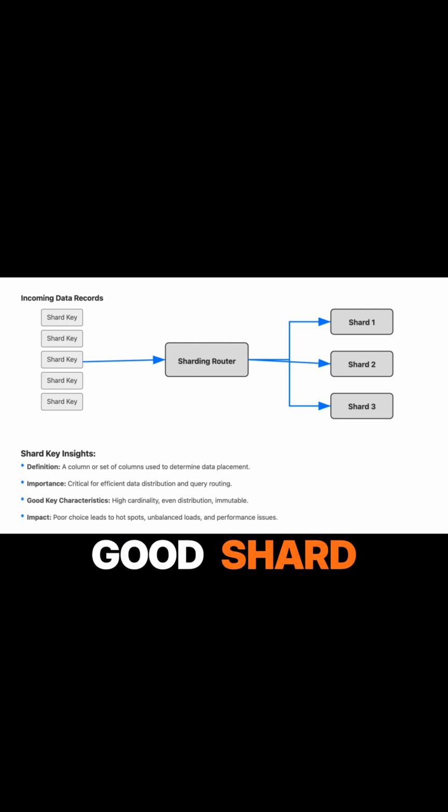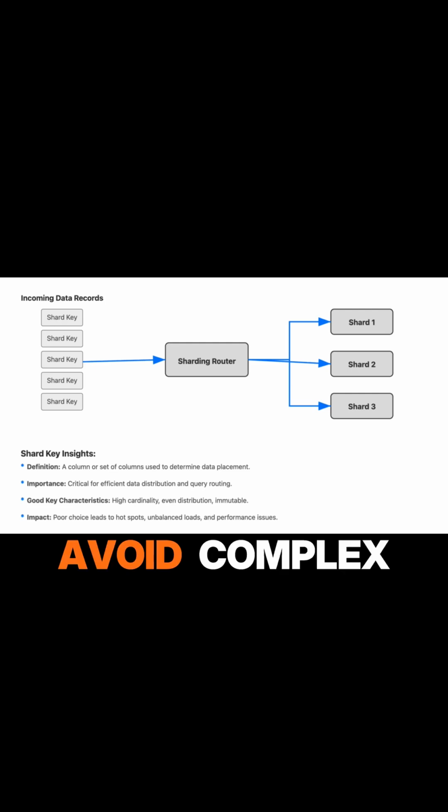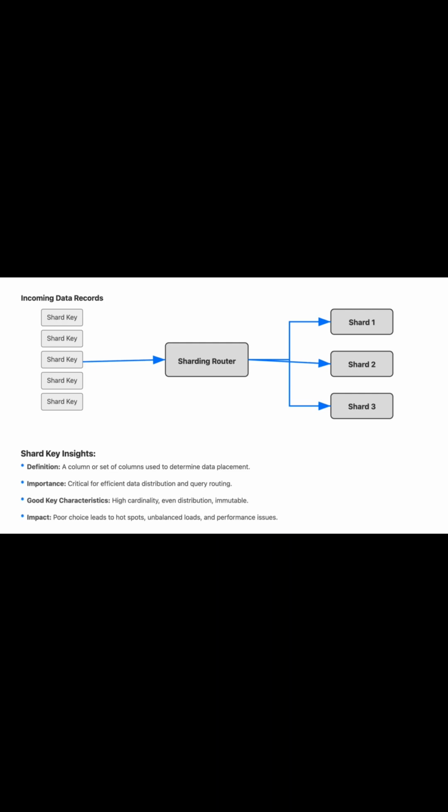What makes a good shard key? Ideally, it should possess high cardinality, meaning it has a wide range of unique values to allow for many potential distribution points. It should also promote even distribution of data across all your shards, preventing any single shard from becoming an overloaded hotspot or bottleneck. And generally, it should be immutable, meaning its value doesn't change once assigned, to avoid complex data migration issues.